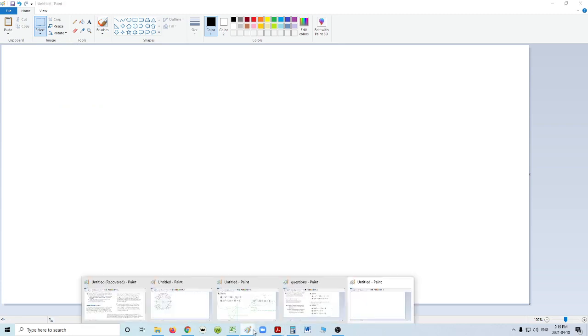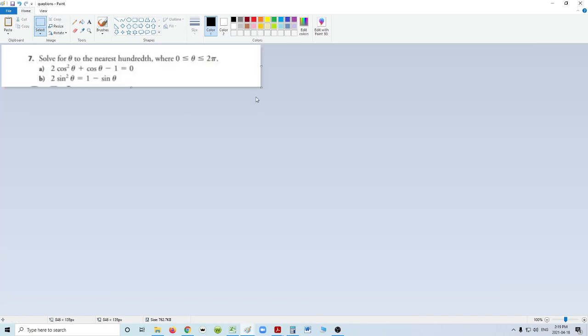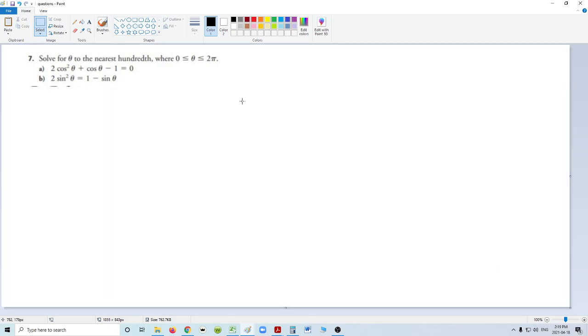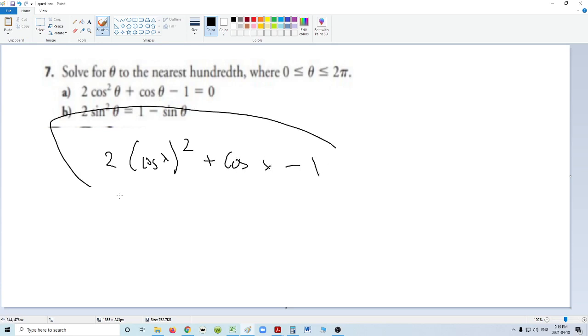Almost done. And your last question is slightly difficult, but not really. It just makes it look like it's difficult. Okay. The first step here is to realize this is still a factoring. It just doesn't look like it. You got 2 cos squared and cos. And just remember that 2 cos squared is really cos of theta, or x, squared, plus cos x minus 1. Well, think about it.